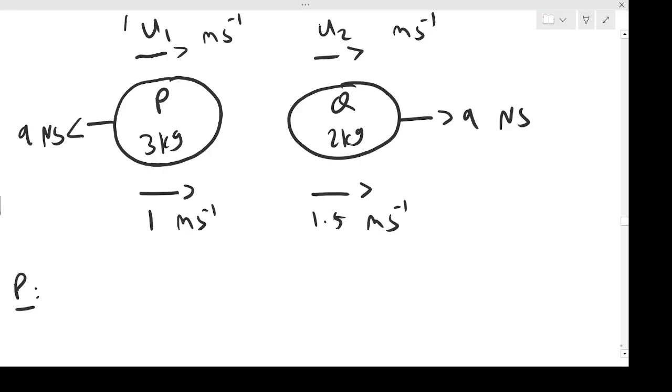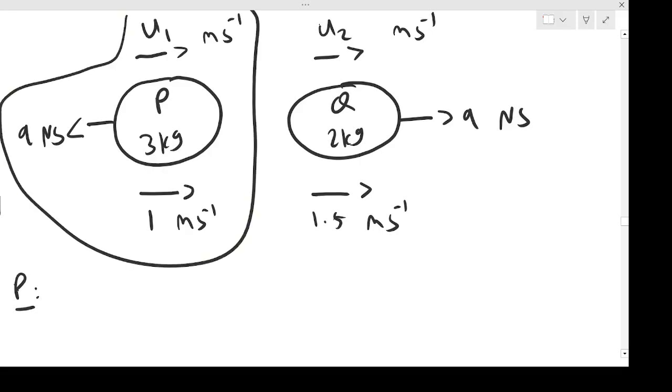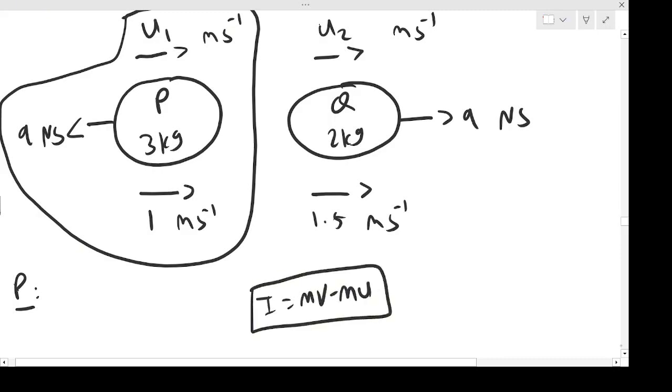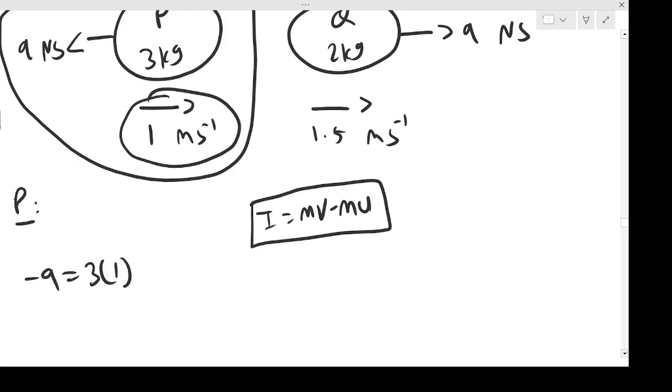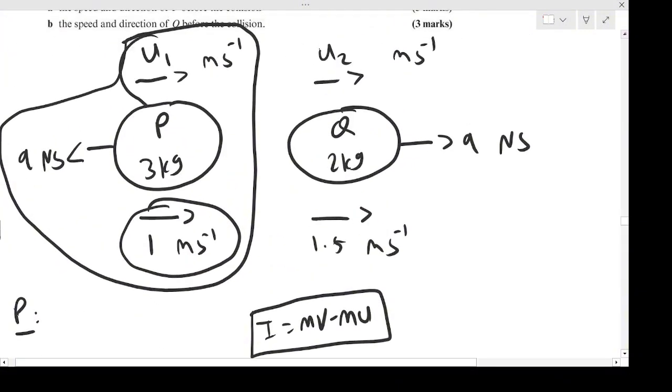So if I just look at P firstly, if I just look at the diagram for P, again, remember impulse is mv take away mu. So in the case of P, the impulse is 9, but it's going to be minus 9 because it's in the negative direction, right? The minus 9 is going to be the mass 3 lots of v. So mv, which is 3 times the 1 here. Take away 3 lots of u. So u here is u1, okay?